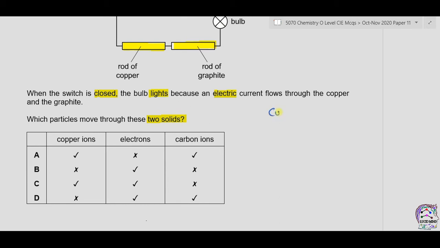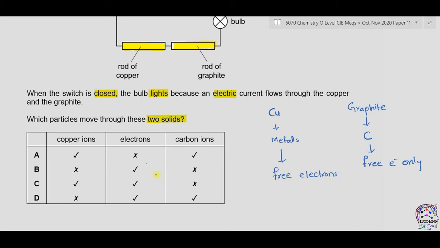As we know that copper is a metal, so what happens in metals is that the electric current is conducted by the presence of free electrons. Similarly, graphite is made up of carbon, and in graphite each carbon is making 3 bonds, so 1 electron is free for each carbon, so therefore conduction is on the basis of free electrons only.